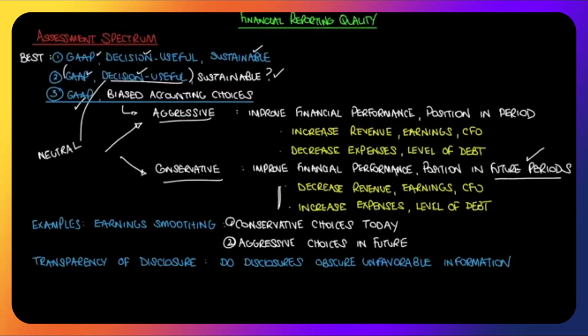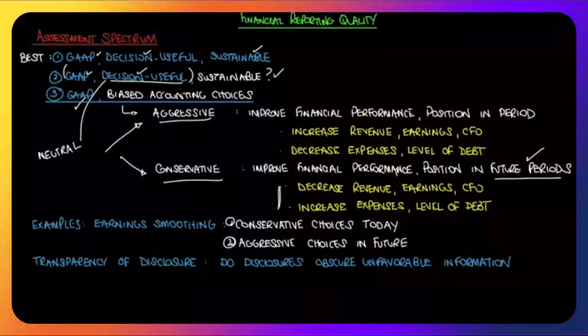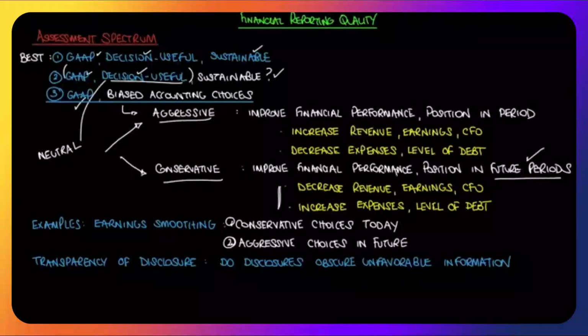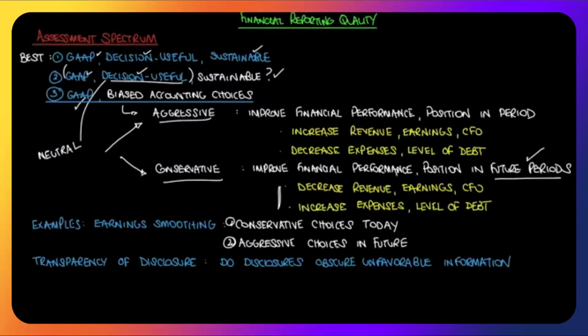And the transparency of disclosures comes in here. Does that obscure unfavorable information? That is biased reporting, because you're not letting people know the bad news and you're trying to highlight the good news. All of that goes away from being neutral. So we started off with high quality, sustainable, earnings quality, then high quality with earnings that might not be high quality. Then we biased our accounting choices.